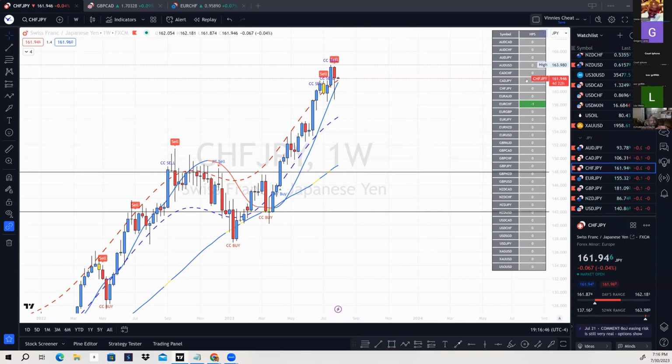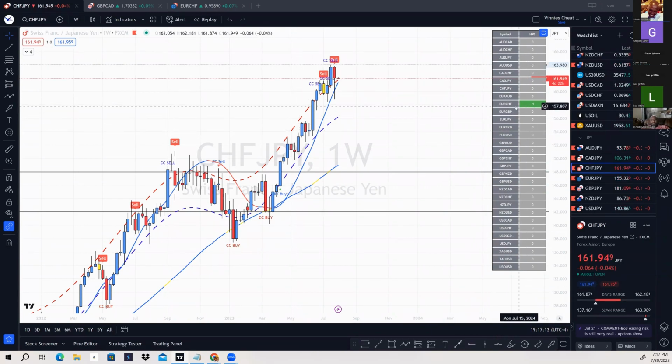Also, you may be looking at the scanner that I have here. The scanner will be available this coming week for all the cheat code members. What this scanner does is scan for high probability setups. As you all know, I teach that in order to find high probability setups, there must be 3 time frames in alignment. So the scanner scans for high probability setups.